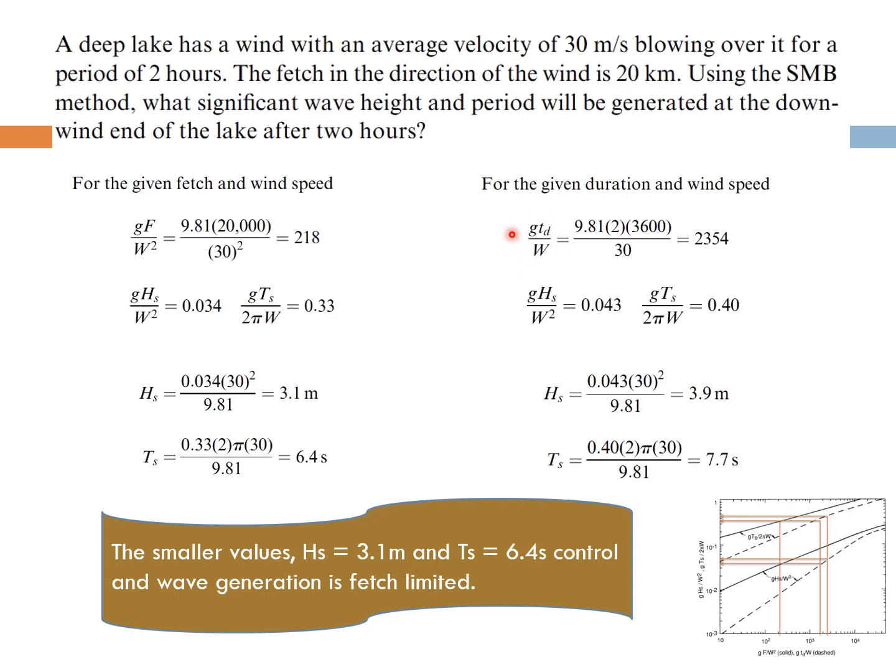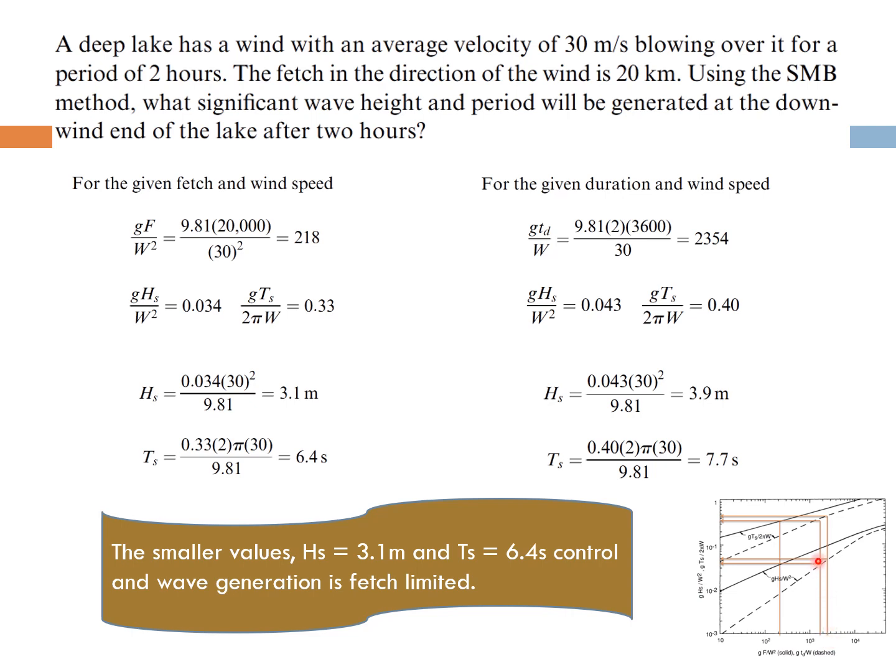So first we work out the dimensionless wind duration. The duration is given as 2 hours. Okay, so we have 2 times 3,600 seconds. So we get the dimensionless value as 2,354. We go to the horizontal axis, and then we go up to the dash curve this time. We read across to get the dimensionless wave height and use that to calculate the significant wave height. We get 3.9 meter.